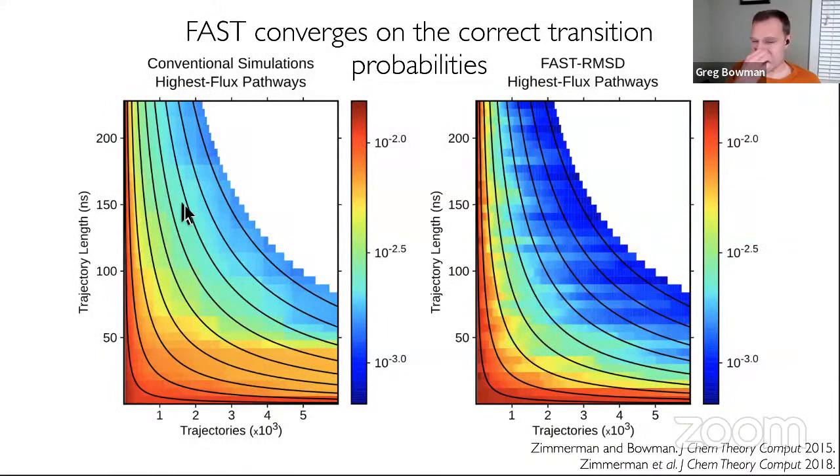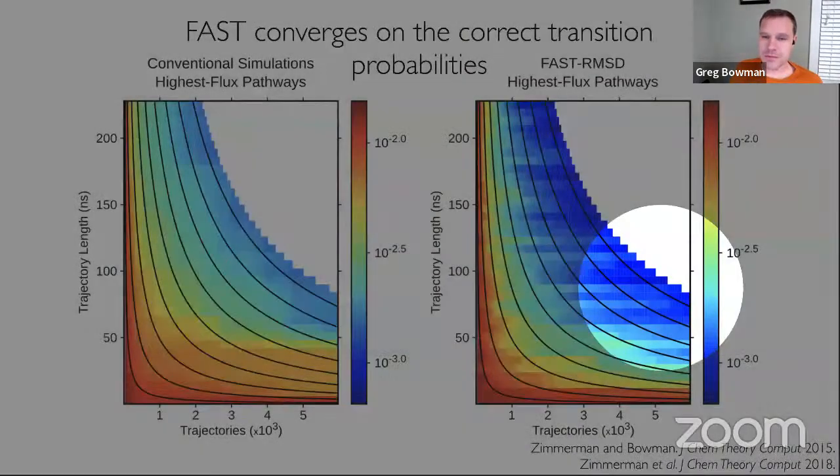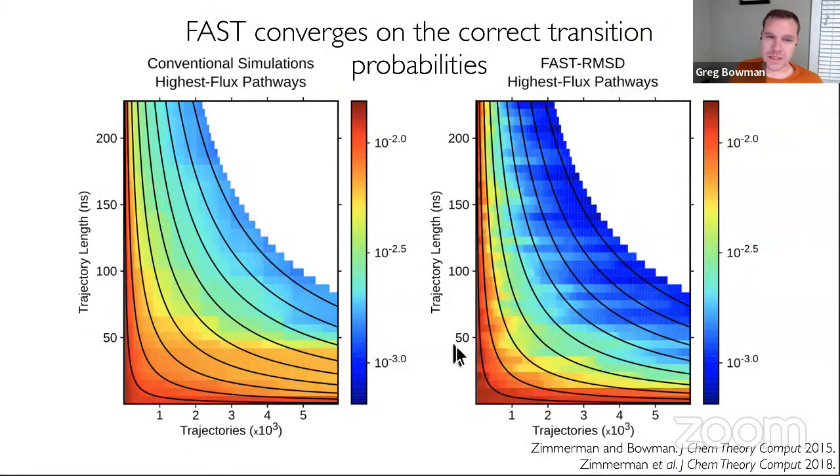So here what I'm showing is varying the number and length of simulations for your conventional simulations on the left and fast over on the right. The color is the KL divergence between the MSM that we used for running synthetic simulations using kinetic Monte Carlo in this case, and our gold standard, the true model we use to generate these trajectories. The black lines are contours of equal amounts of data so that you can see how this tracks.